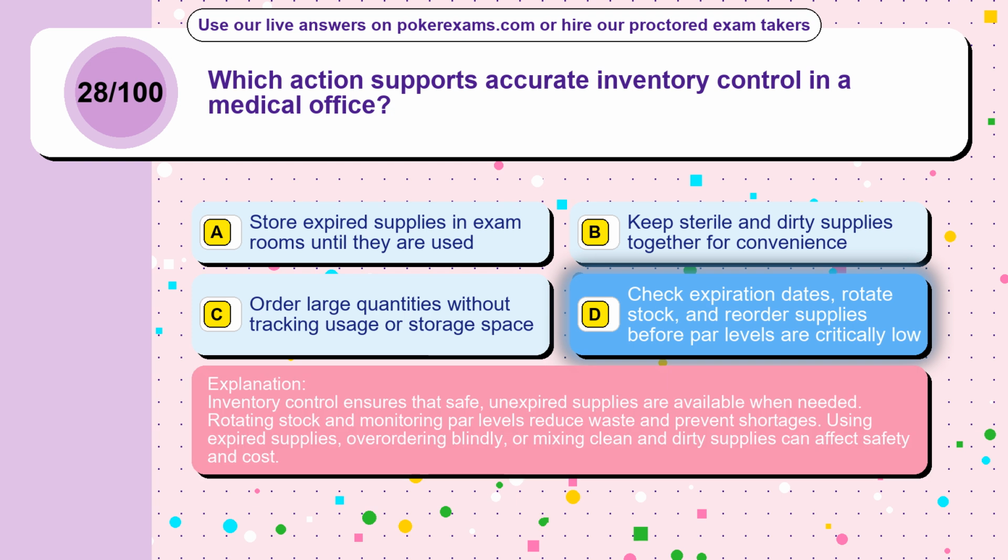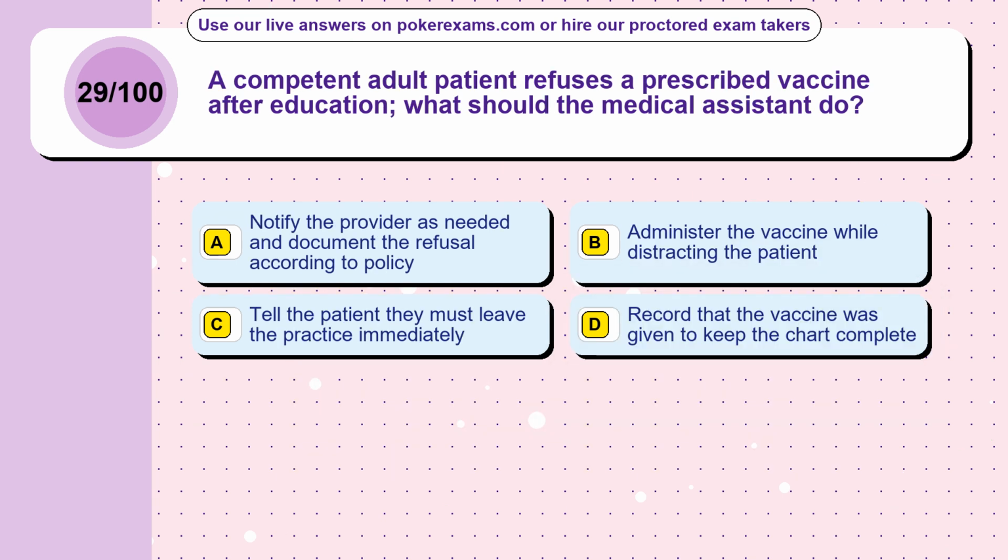Inventory control ensures that safe, unexpired supplies are available when needed. Rotating stock and monitoring par levels reduce waste and prevent shortages. Using expired supplies, overordering blindly, or mixing clean and dirty supplies can affect safety and cost. Question 29. A competent adult patient refuses a prescribed vaccine after education. What should the medical assistant do?